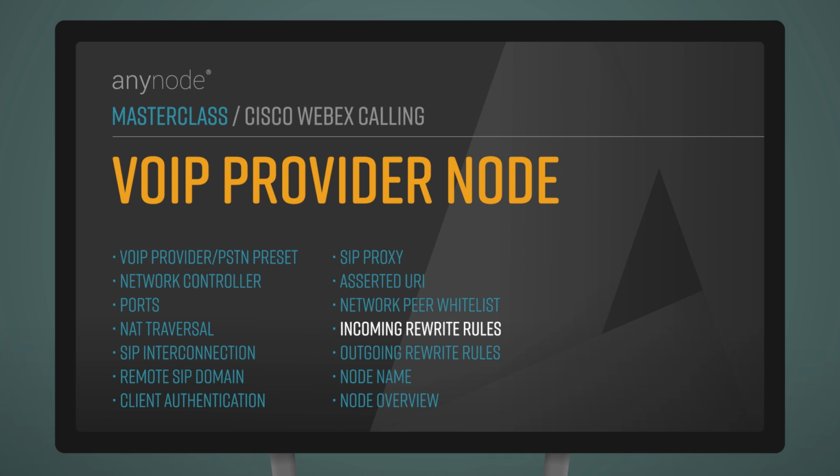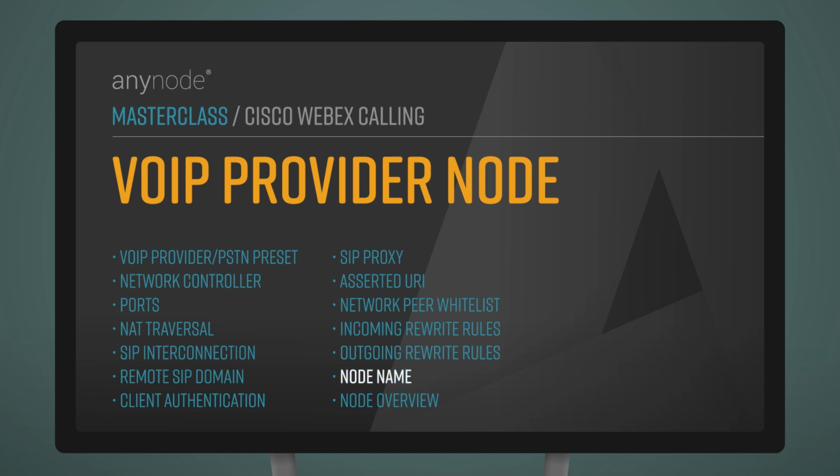We explore the setup of rewrite rules for incoming calls, enabling customization and rewriting of call attributes, such as dial strings or caller IDs. 12. Outgoing rewrite rules. We explore the rewrite rules for outgoing calls, enabling customization and rewriting of call attributes, such as dial strings or caller IDs.